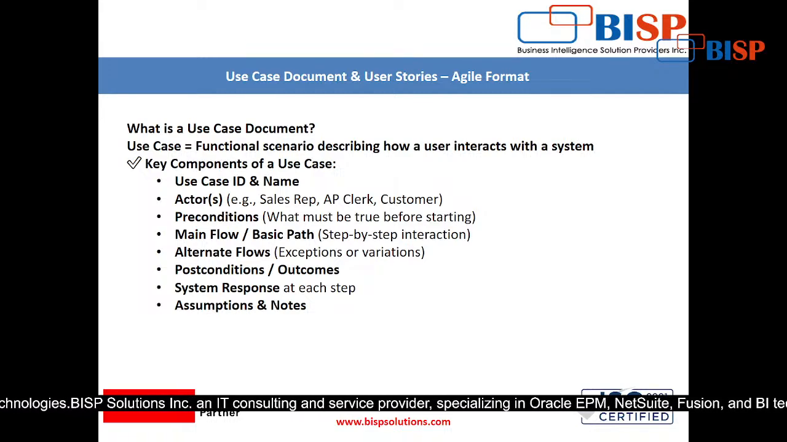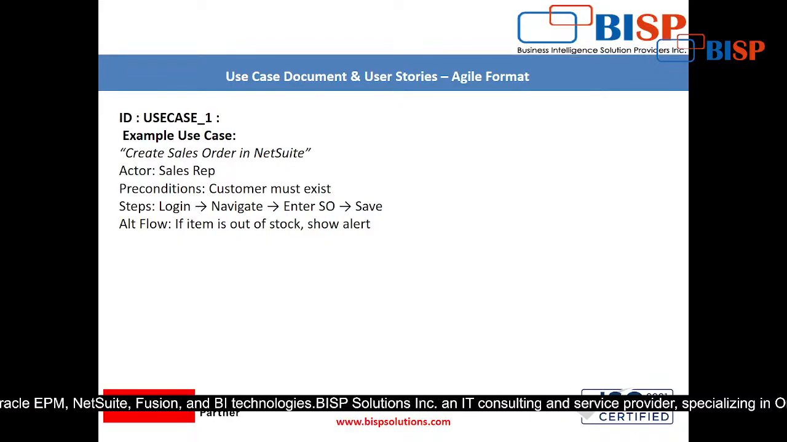Now, what will be the basic flow? Basic flow means step by step interaction. You have to define which step goes to what step, like this. Then post conditions: what will be the outcome. And then system response at each step: how the system will respond. And then the assumptions and the notes. So here is one use case that we are going to cover.